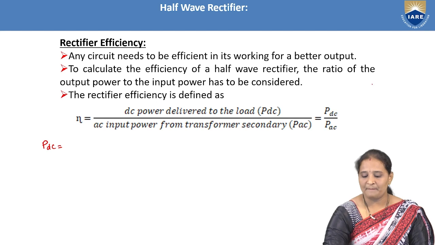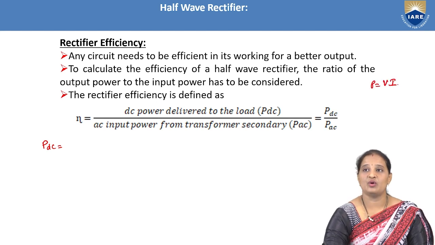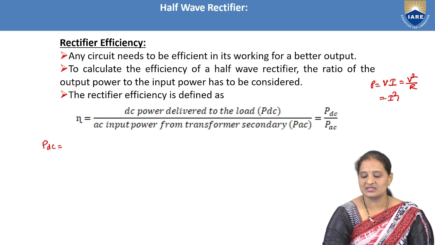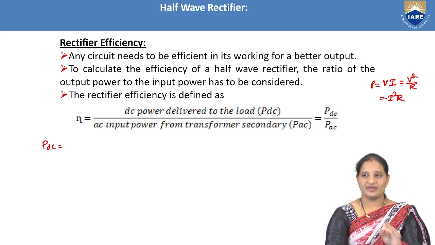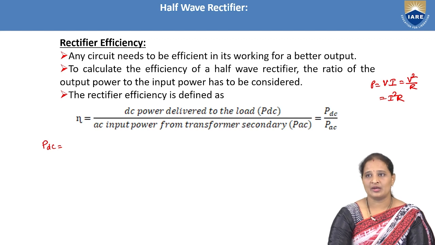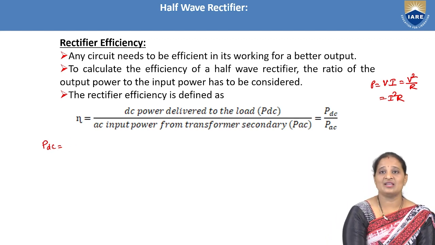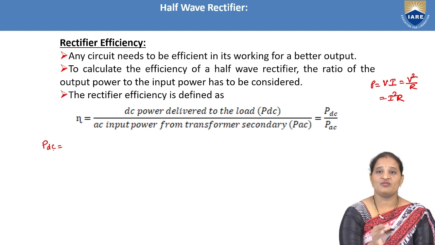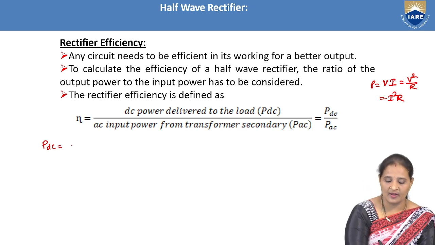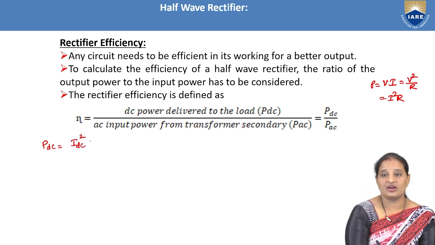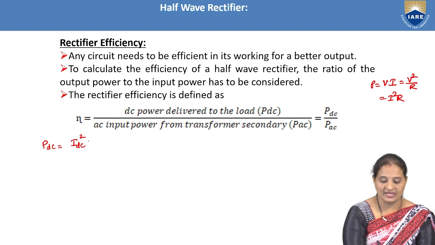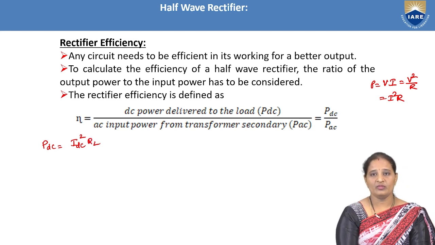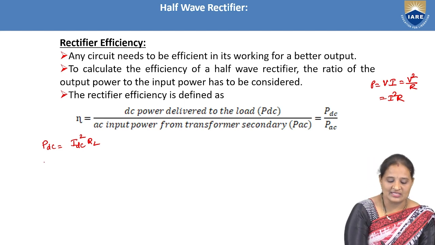We know that power is represented as V into I, that is also represented as V square by R, or as I square into R. Now PDC is the DC output power delivered to the load. This is calculated when the DC current is flowing through the load resistor, and hence the DC output power delivered to the load is given by IDC square into RL.